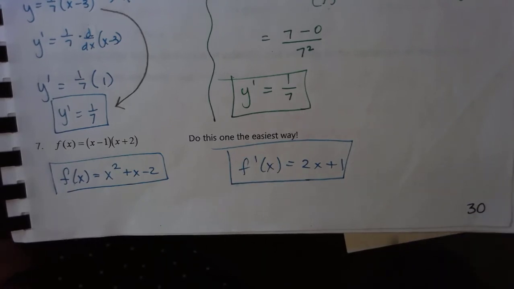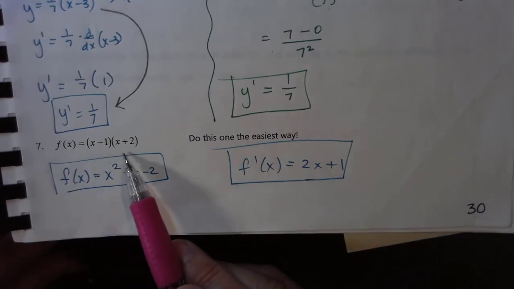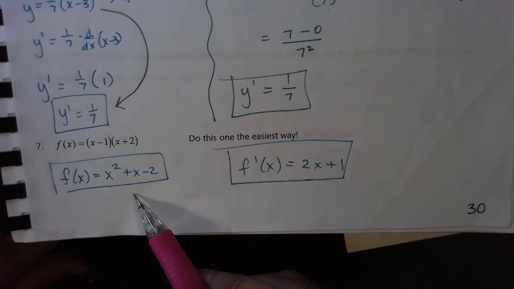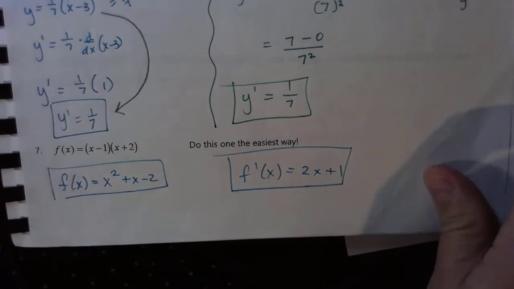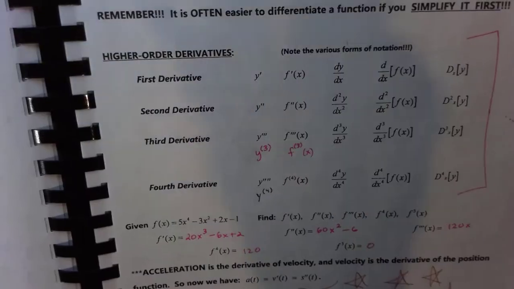When we look at the last example on this page, obviously the easy thing to do is to FOIL that function and then take the derivative. Pause this and write down what you see.